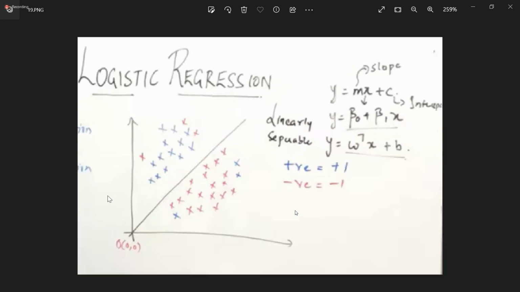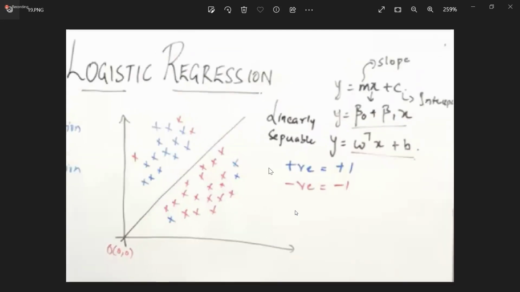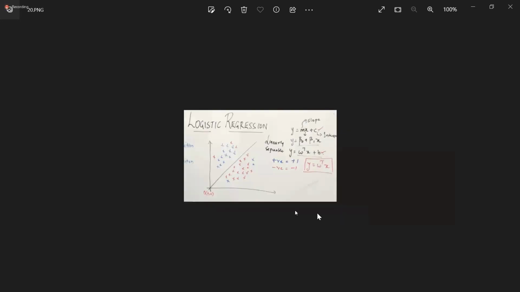Assume in this example, the blue points are positive points and the red points are negative. Yes or no, two colors are there or not? I'm not talking about distance. I'm talking about the point. Positive is +1, negative is -1. Do you understand or not? Now let's have a look at this.